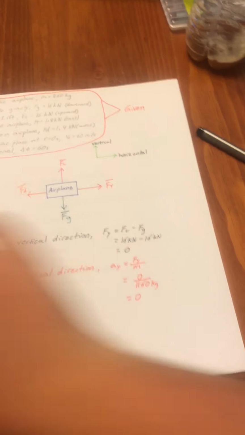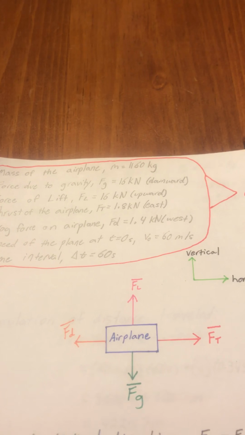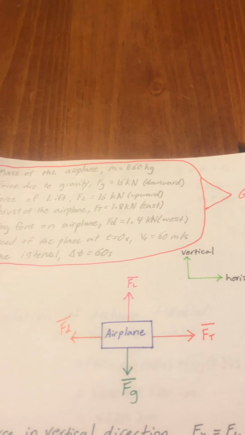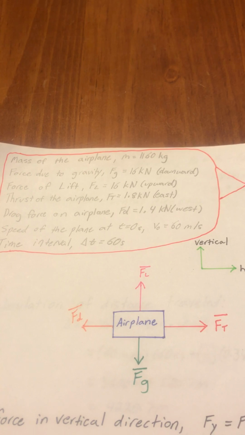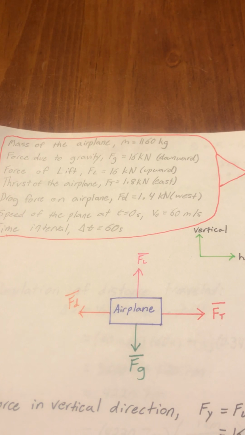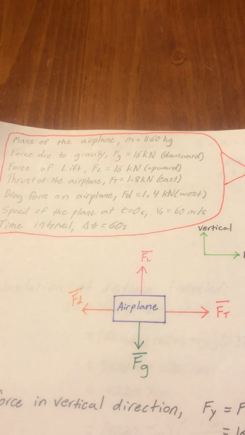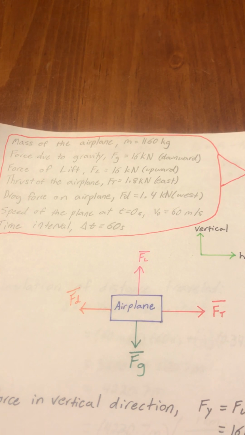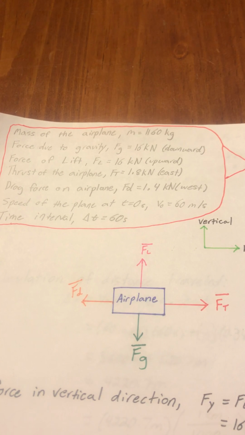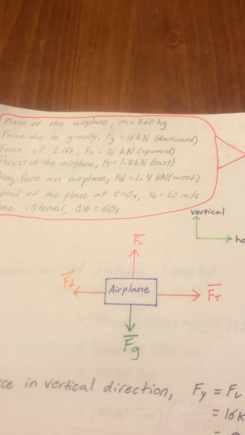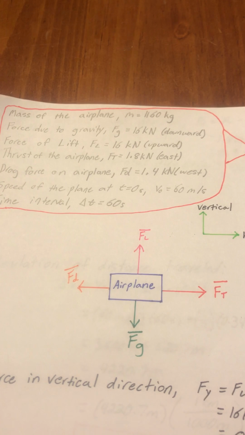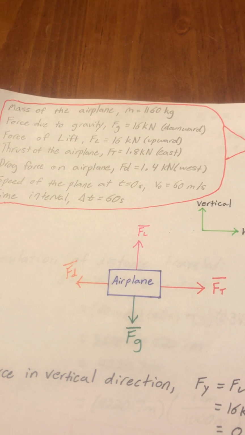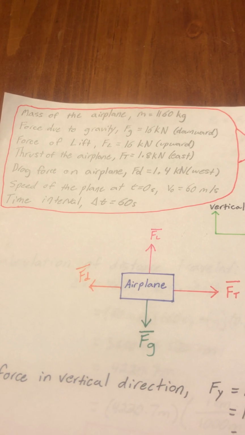So our given is the mass of the airplane is 1,160 kilograms. Force due to gravity is 16 kilonewtons downward. Force of lift, 16 kilonewtons upward. Thrust of airplane is 1.8 kilonewtons eastward. Drag force on airplane is 1.4 kilonewtons west. Speed of the plane at time 0 seconds, the velocity is 60 meters per second. The time interval that I'm trying to calculate is 60 seconds.